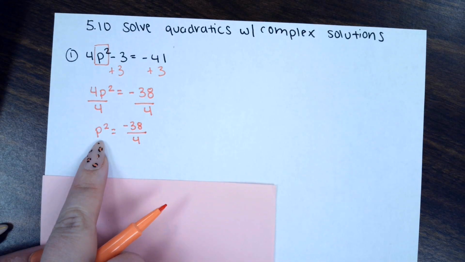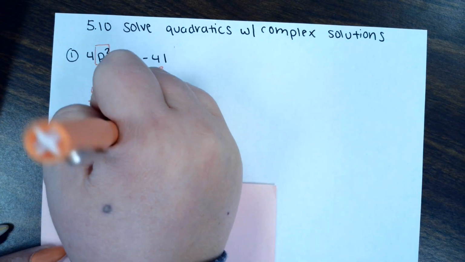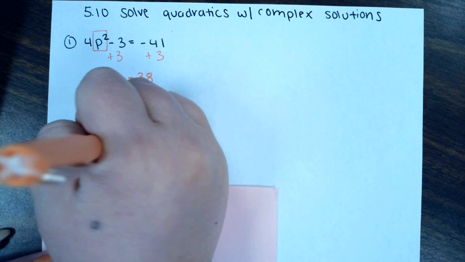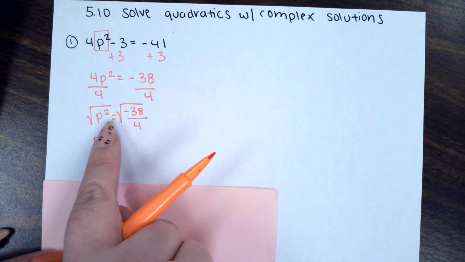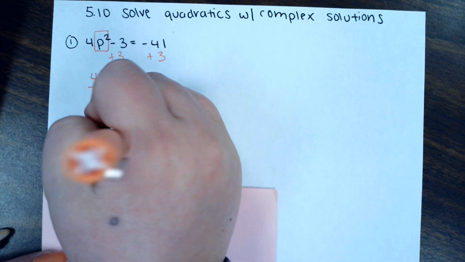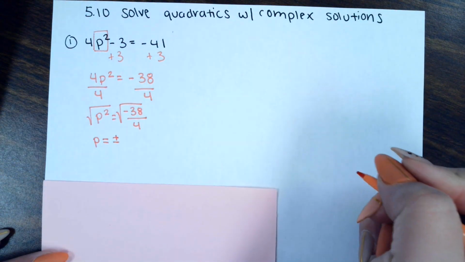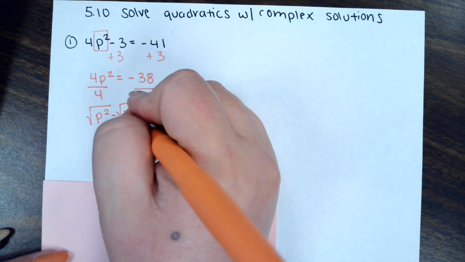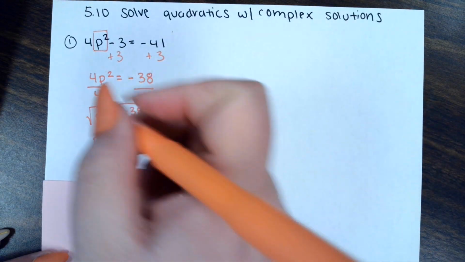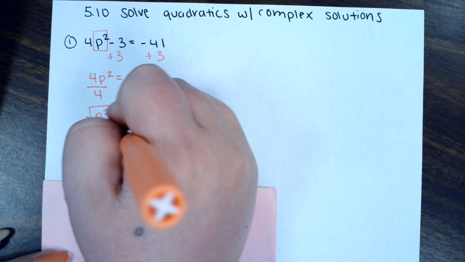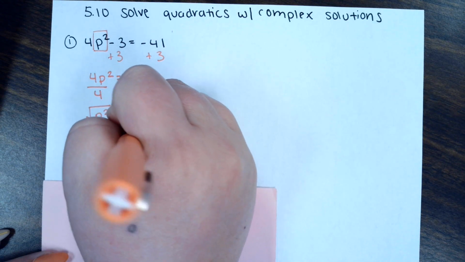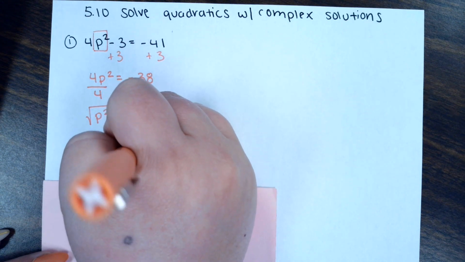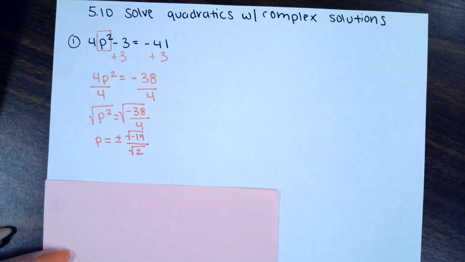Now, to get p by itself, we got to take the square root. So we'll have p equals. Now remember, we need two answers. So we need plus or minus. Let's reduce this fraction. If you reduce 38 over 4, you'll get 19 over 2. So it's the square root of negative 19 over the square root of 2.